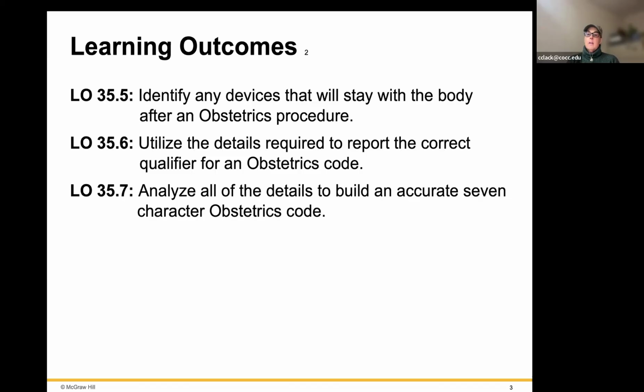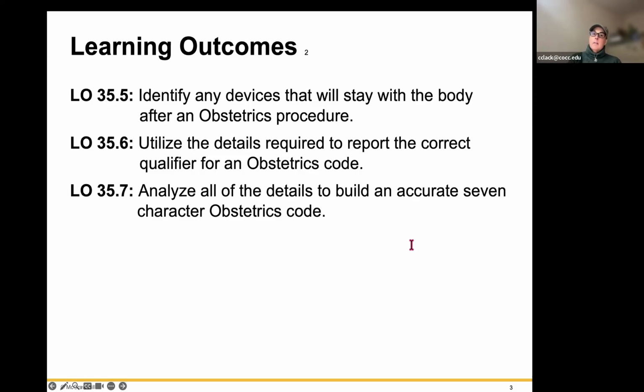You'll also learn how to select the correct qualifier for an obstetrics code. The qualifier is always required as a 7th character, and in OB coding it often captures an important detail that completes the meaning of the procedure. That means you'll need to check both the table and the documentation for the specific detail the qualifier is asking for. Finally, you're going to pull everything together and build a complete 7-character obstetrics code.